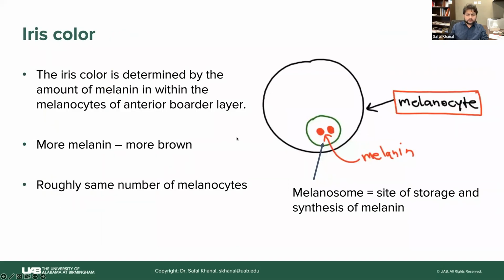The iris color is due to the amount of melanin, and melanin is within the melanocyte. This altogether is called the melanosome. So individuals can have the same number of melanocytes, but they may have different amounts of melanin in the melanocytes, which gives rise to the color of the iris. So the melanosome is the site of storage and synthesis of melanin.